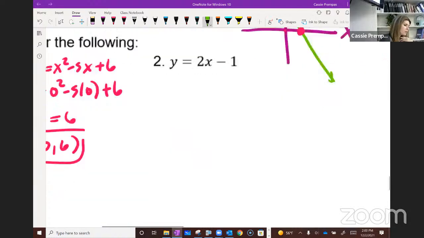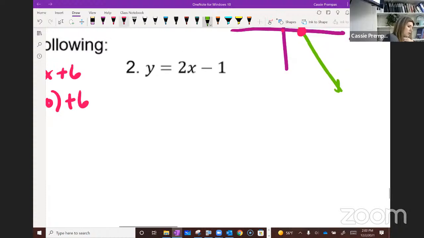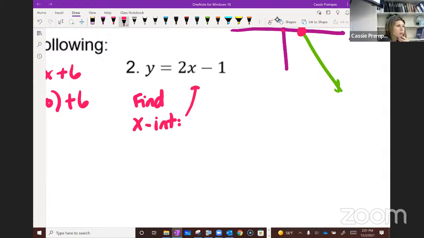All right, guys, number 2. Actually, I'd like you guys to try this with your partner. This time, the person with the lighter hair color, you tell your partner what you would do to find the x-intercept for this equation. And then find the y-intercept as well.